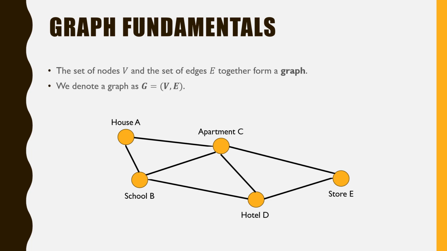Together, the set of nodes V and the set of edges E form a graph. We typically denote such a graph G equals (V, E).